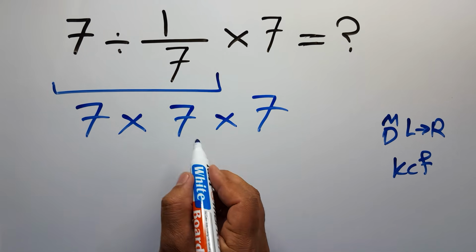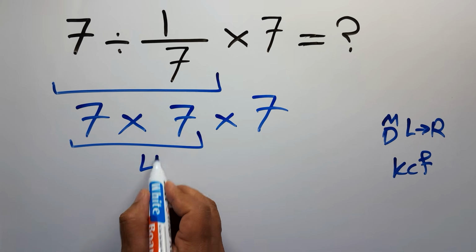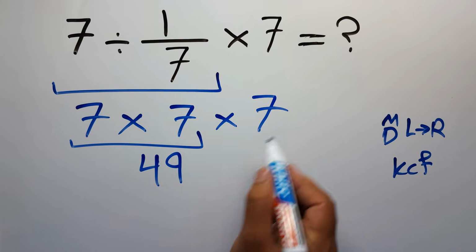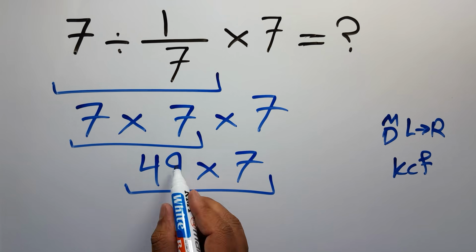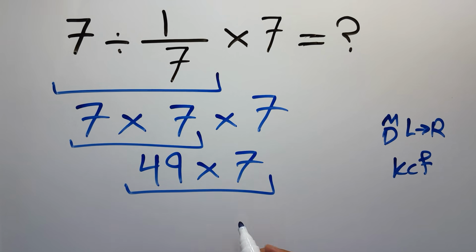Okay, 7 times 7 gives us 49. So we have 49 times 7. 7 times 9 gives us 63. So we write 3 here and carry 6 here.